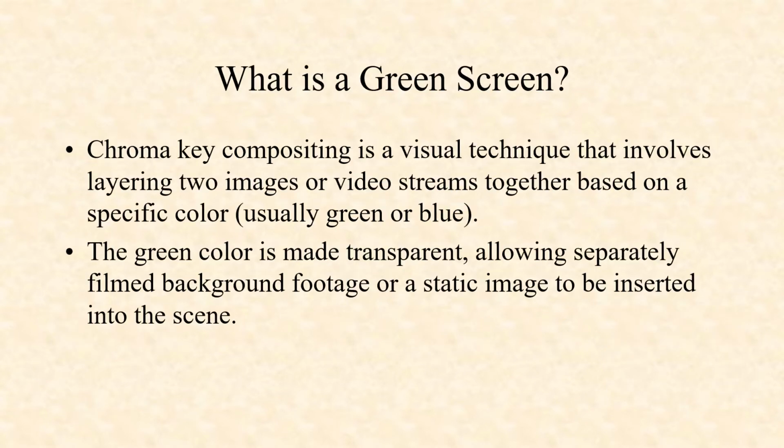Let's begin with a little background. What is a green screen? When we talk about using a green screen, we're actually talking about a visual technique known as chroma key compositing. And this means that we're going to layer two different images, or they could be videos, together, and we're going to mask one out based on a specific color. And normally that color is green, although it can also be blue.